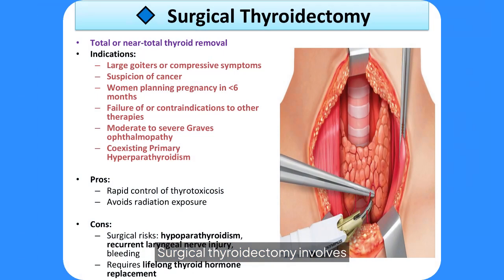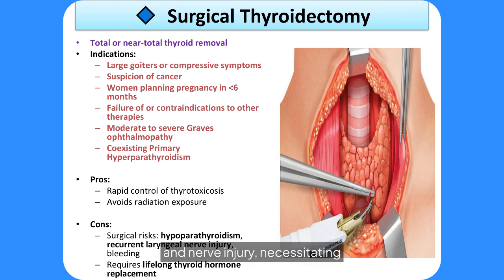Surgical thyroidectomy involves total or near-total thyroid removal, indicated for large goiters, cancer suspicion, or failure of other therapies. It is also indicated in moderate to severe orbitopathy when other treatments fail. It offers rapid control of thyrotoxicosis and avoids radiation exposure.